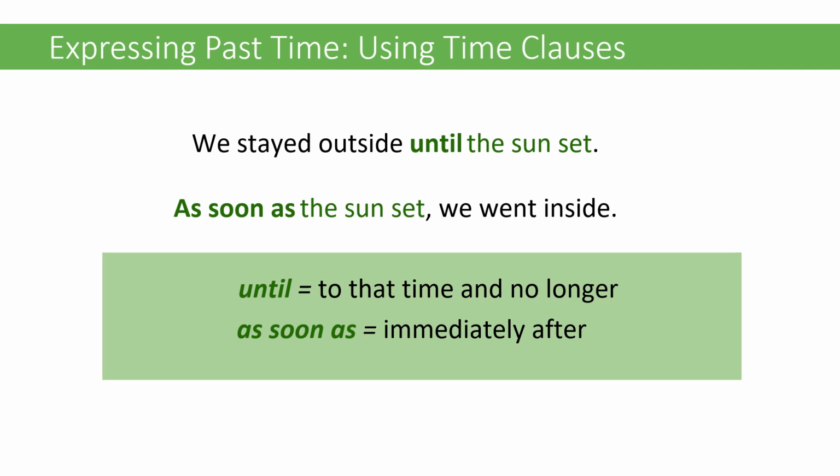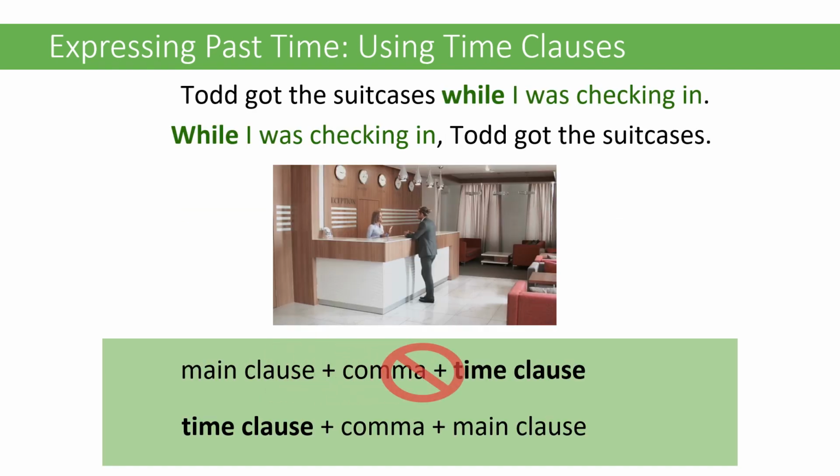So when we're using until, it means you're going up until that point, and after that you're not doing the action. As soon as means you did something immediately after, right away after. So when the main clause comes first in the sentence, we do not use a comma. But when the time clause comes first in the sentence, you need a comma.